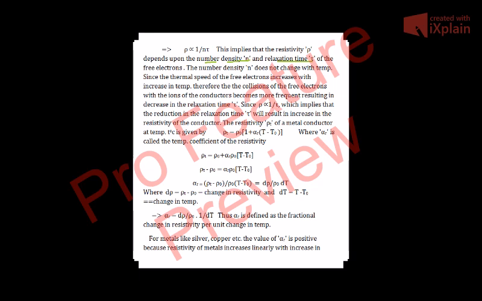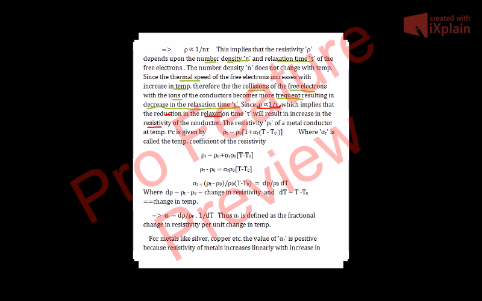Since the thermal speed of the free electrons increases with increase in temperature, the collisions of the free electrons with the ions of the conductor become more frequent. They take less time, so the relaxation time will decrease. It means the relaxation time, that is the time between two successive collisions, will decrease because velocity increases. The distance between two ions will be covered in very small time. So the relaxation time will decrease. Since rho is proportional to 1 upon tau, the reduction in the relaxation time tau will result in increase in the resistivity of the conductor.